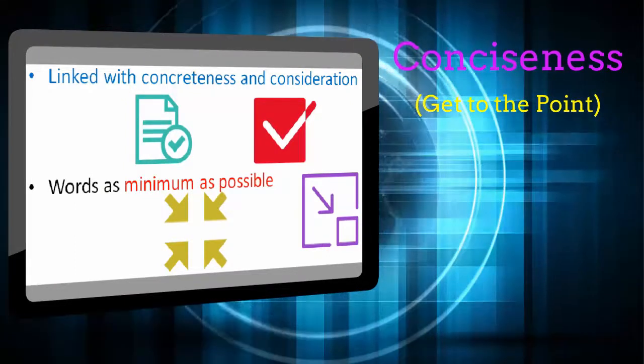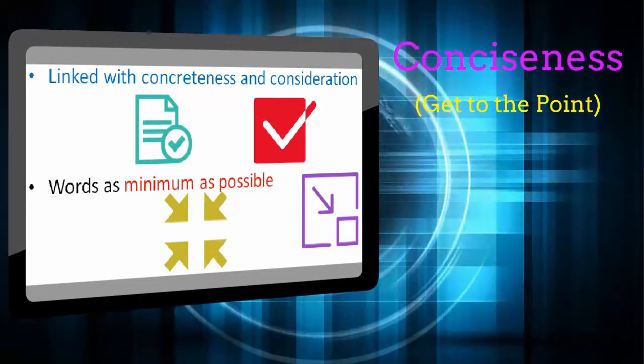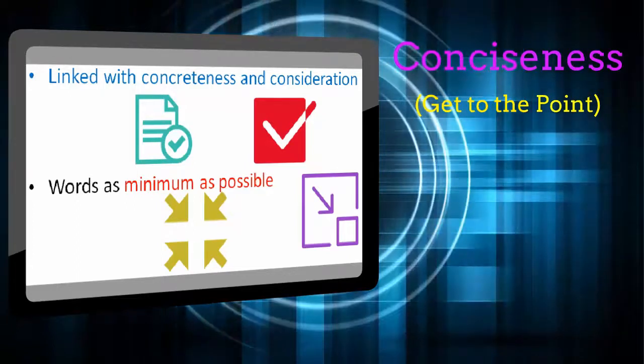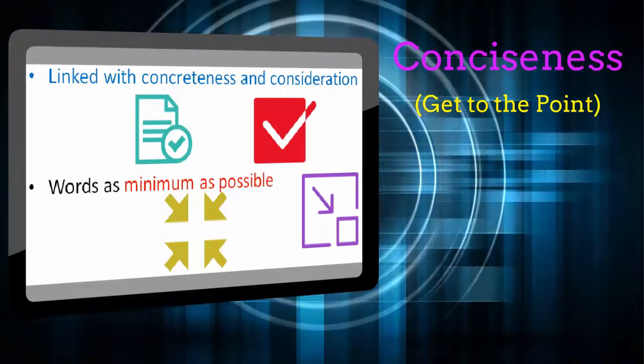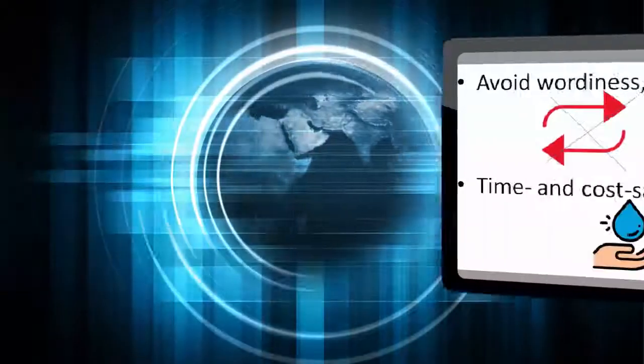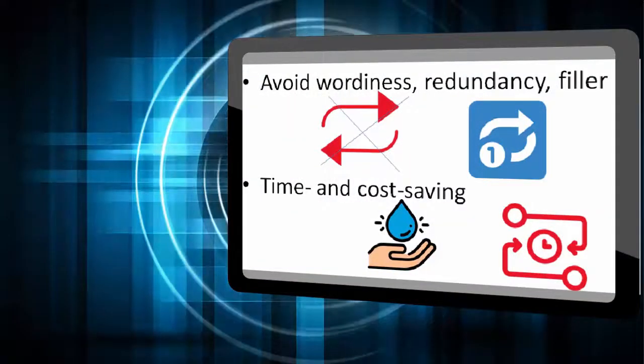Conciseness is all about getting to the point. This C is linked with concreteness and consideration. By definition, you are concise if the words you choose are as minimum as possible. This can be achieved by avoiding wordiness, redundancy, and filler words. For example, the phrase "due to the fact" can be replaced with the single word "because." The obvious benefits are saving time and cost.